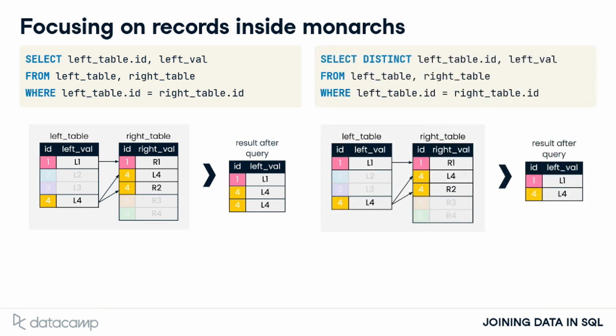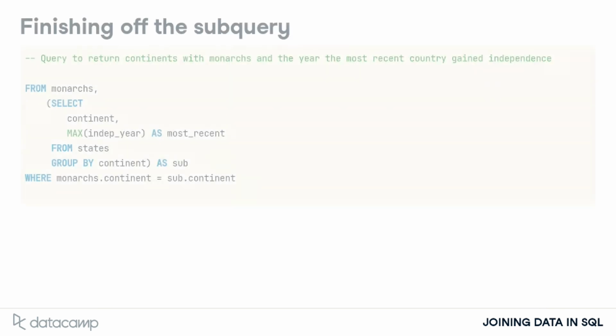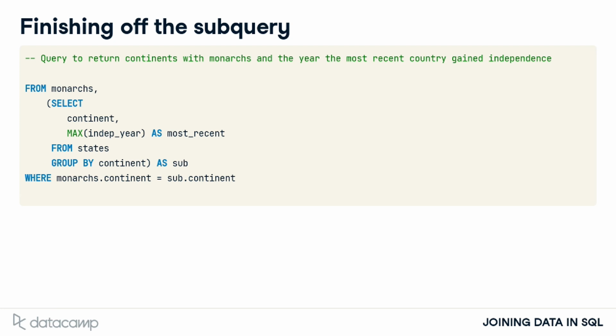We can drop duplicates using the distinct command in the query shown. Let's investigate a way to solve our problem using this trick. We can nest the subquery we initially wrote into a from statement so that we are selecting from both monarchs and our subquery, aliased as sub. We also use the where clause as before to identify records in both tables that match on continent.